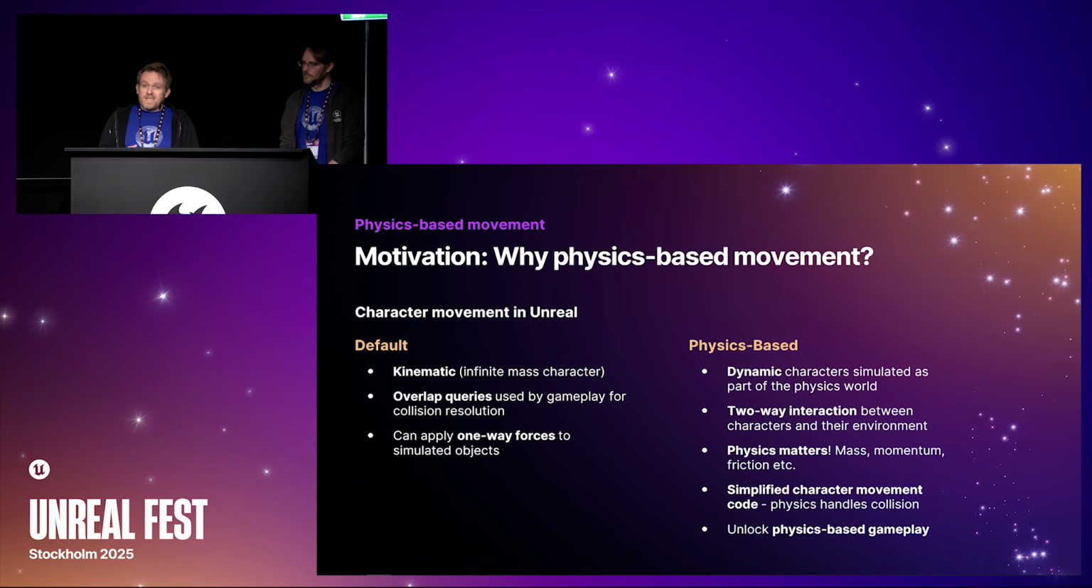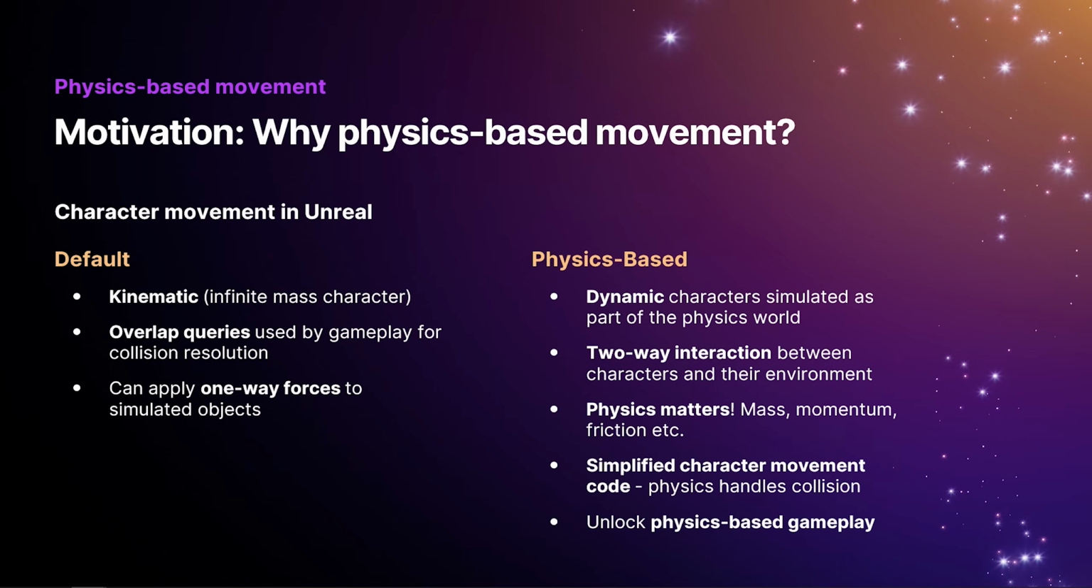So what we want is a dynamic character that's simulated as part of the physics world with real two-way interactions. And we want physics to matter. So things like the mass of your character, the character's momentum, the friction, all of those things should factor into how the character moves and how it interacts with the rest of the world.